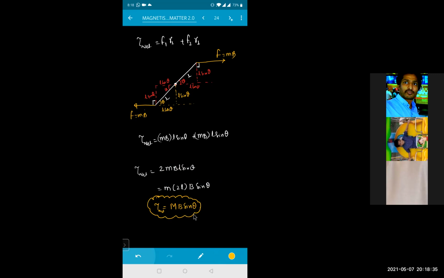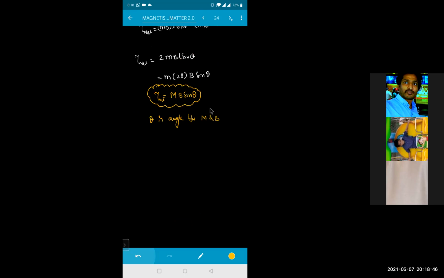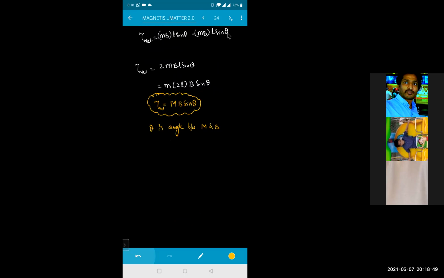So what is theta here? Theta is the angle between the magnetic moment and the magnetic field. In which direction is it coming? It is in the clockwise direction. Clear?